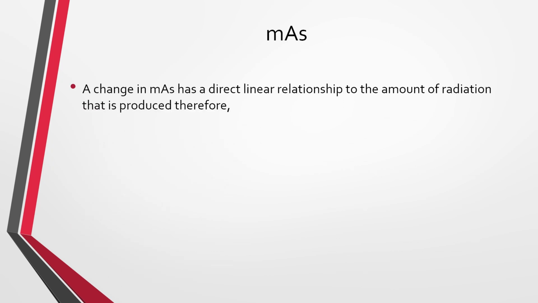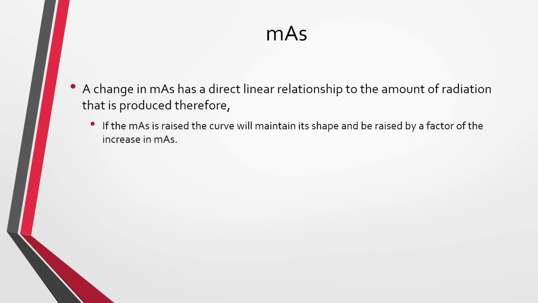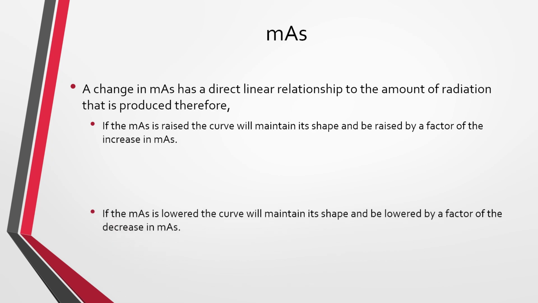So keep that in mind here. A change in mass has a direct linear relationship to the amount of radiation that is produced. If we double the mass, we're going to double the amount of X-rays that are produced. If the mass is raised, the curve will keep the exact same shape. It will just be raised by the same factor that the mass is increased. So if it's doubled, the curve is going to double.